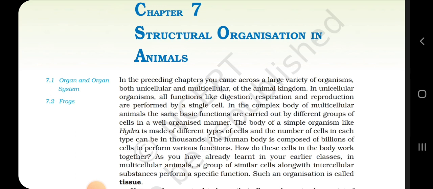in a well-organized manner. The body of a simple organism like Hydra is made up of different types of cells, and the number of cells in each type can be in thousands. The human body is composed of billions of cells to perform various functions. How do these cells in a body work together? As you have already learned in your earlier classes, in multicellular animals, a group of similar cells along with the intercellular substances perform a specific function. Such an organization is called tissue.